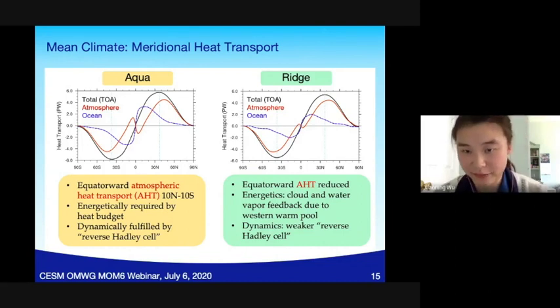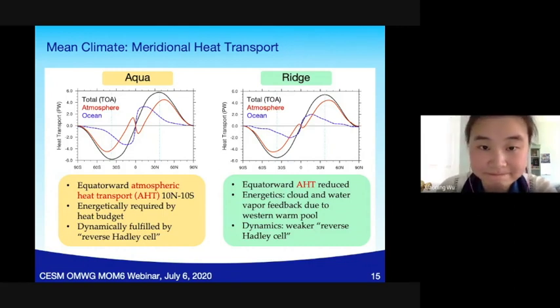On the Ridge planet, we still get a little of those wiggles inside of the deep tropics, but that is much reduced from Aqua, and again, in terms of the energetics and dynamics, the reverse Hadley cells turn out to be a lot weaker.